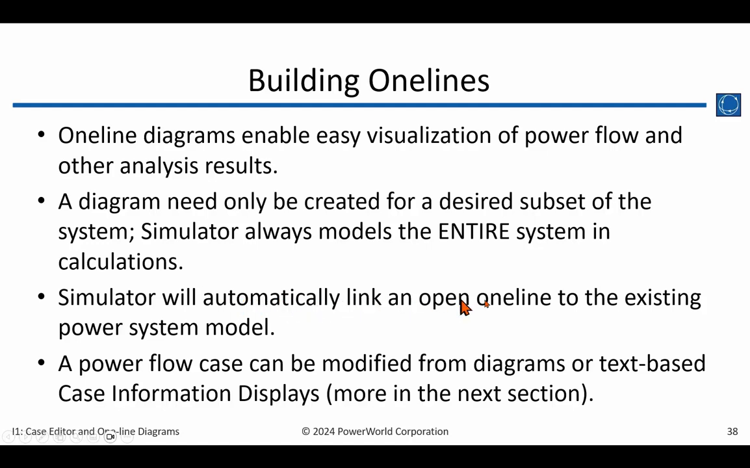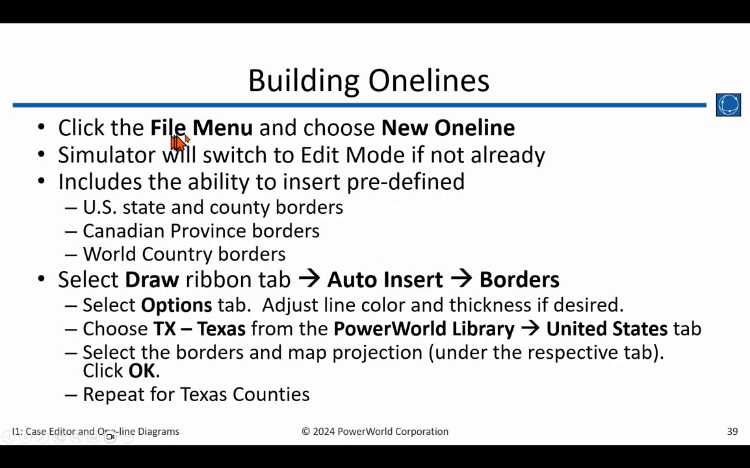When you open a one line, it will automatically try to link that one line to the loaded power system case. And the one line diagram can be used to actually modify the underlying case if you like. The first step would be to go to the File menu and choose New One Line, which we've already done. The next thing we'll take a look at is automatically inserting some geographic borders.